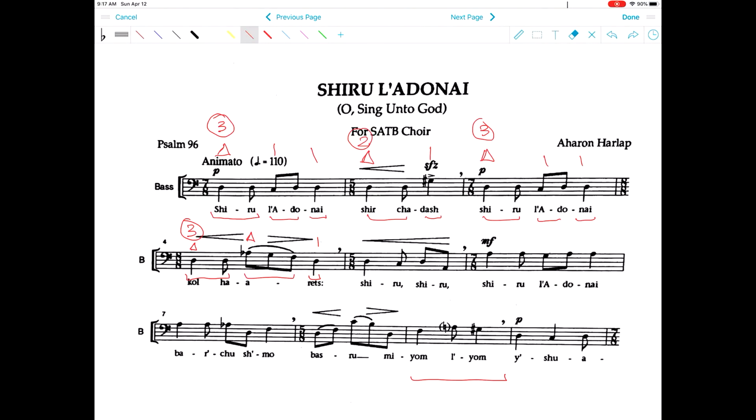The text is miyom liyom, and if you know Hebrew, you know that this little word here is not the accented syllable. The accented syllable really is yom, miyom liyom. If we were to speak this, bahashruhu miyom liyom, the accent, or the agogic accent, really is here. So this bar becomes a 3 + 2 with a macrometer of 2.